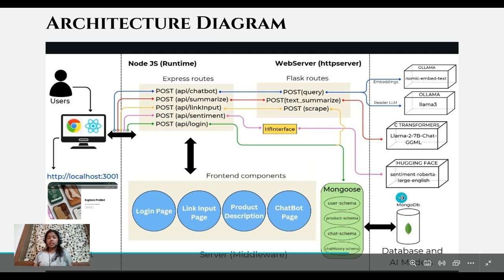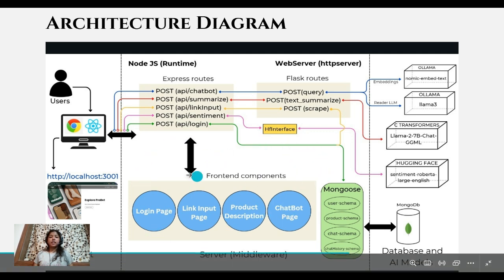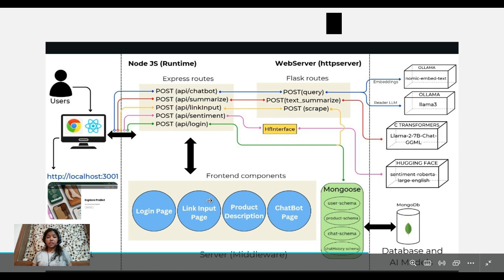We are storing it in the MongoDB, and the API sentiment request is directly connected to the sentiment model, a large English model, through the Hugging Face interface. It is directly an API call, and login stores all the credentials of the user. The front end components are a login page, link input page, product description page, and chatbot page where the user interacts with the web application.